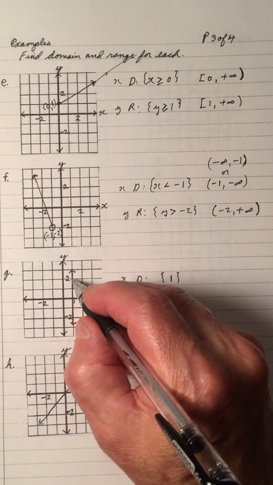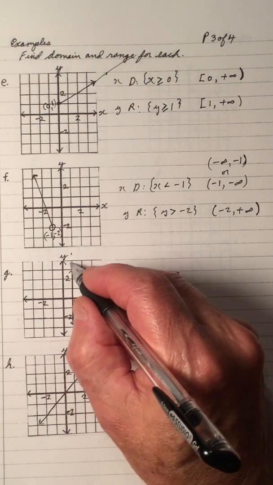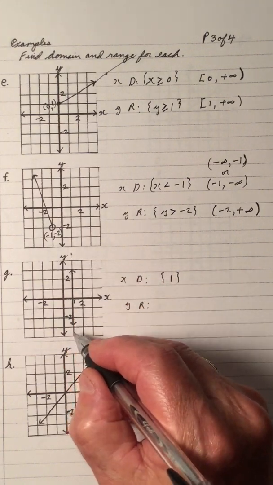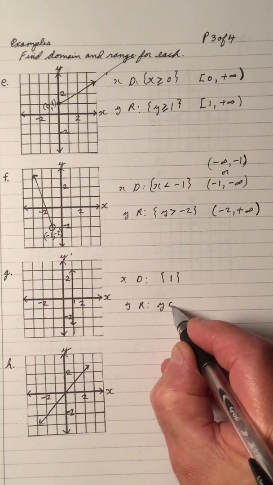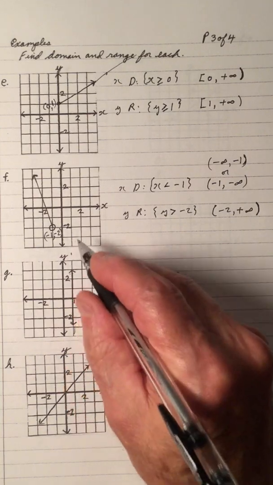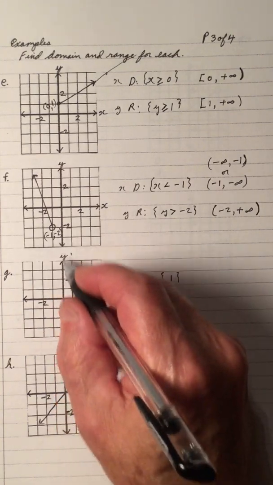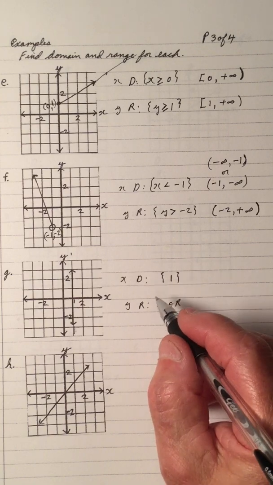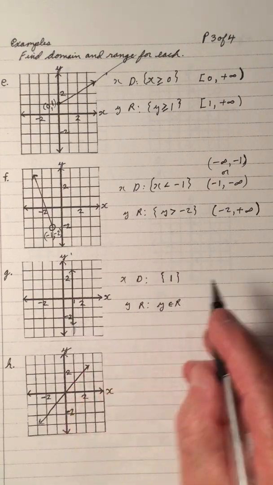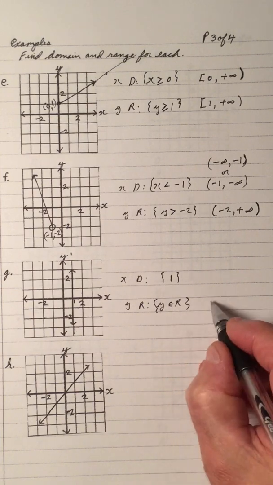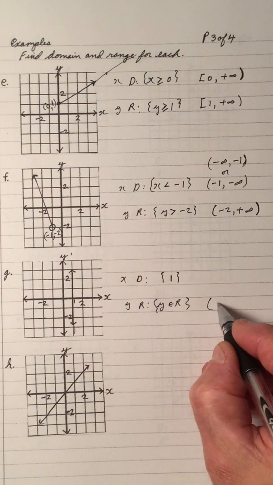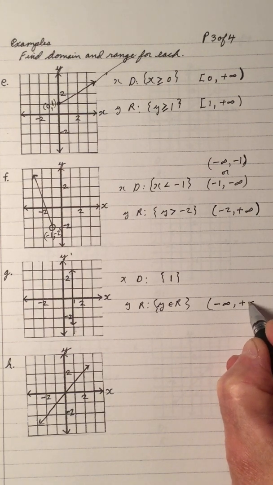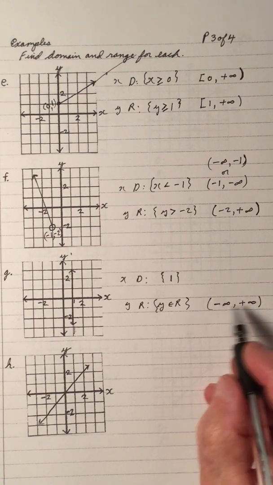And the range is going up to include all the positives. It's all going down to include all the negatives. So the range is y belongs to real. So it's including all the numbers for y: 0, 1, 2, 3, 4, and -1, -2, -3, -4, etc., etc. And so how do we write that in interval notation? Well, if you want to write them all, you go negative infinity to positive infinity. That's how you write all the real numbers.